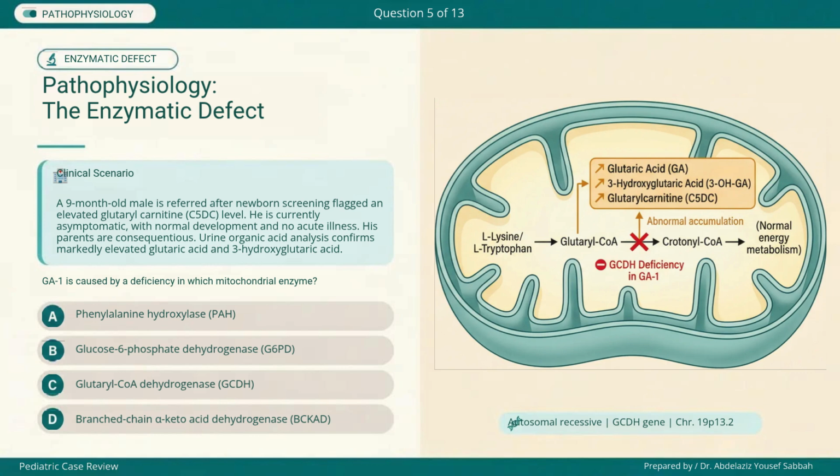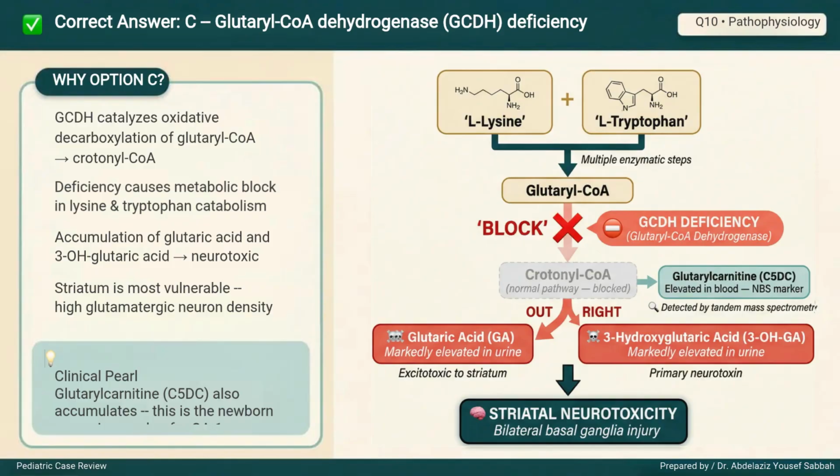Option A, phenylalanine hydroxylase. Option B, glucose 6-phosphate dehydrogenase. Option C, glutaryl coenzyme A dehydrogenase. Option D, branched-chain alpha-keto acid dehydrogenase. The correct answer is option C, glutaryl coenzyme A dehydrogenase.